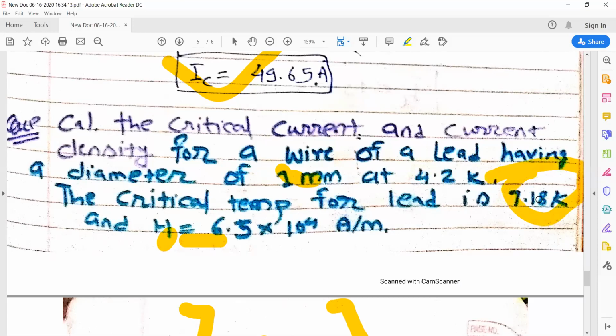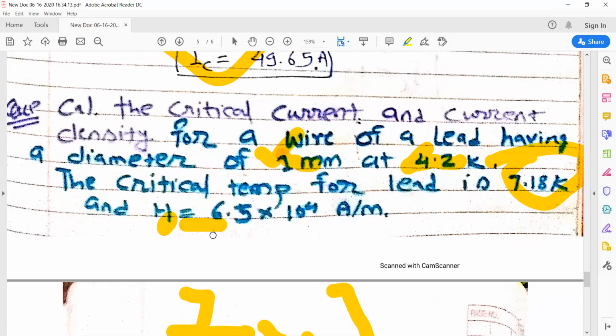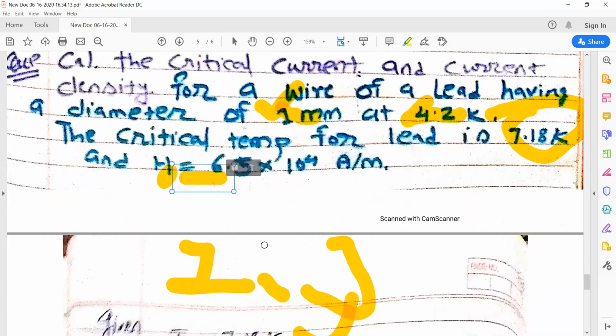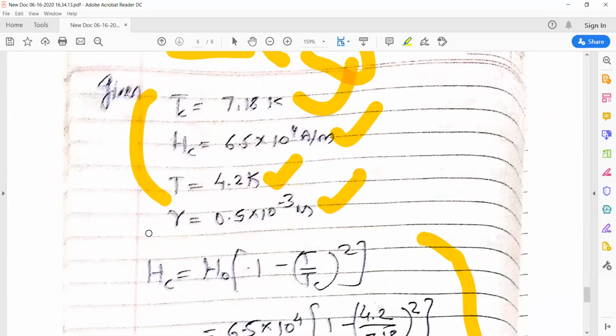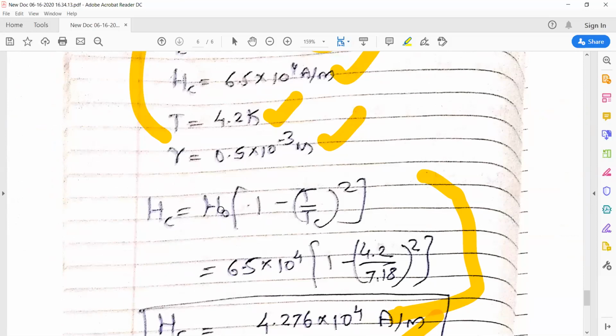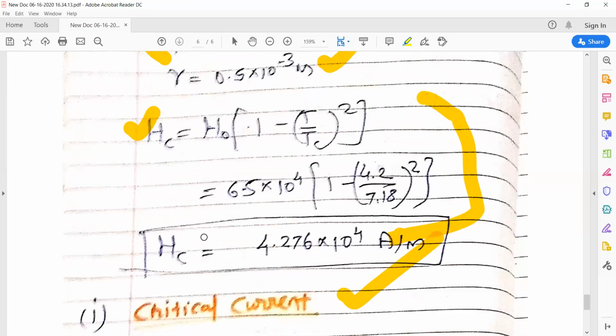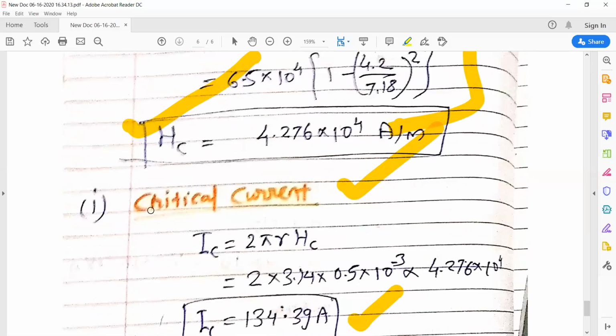So TC is given, the normal temperature and the superconducting temperature T are given. The radius we can find: this is the diameter, so 0.5 mm is the radius for 1 mm, and H0 is given. We need to find the critical current density. Here all these values are given, HC equal to H0 times 1 minus T by TC whole square, and we can find HC by this particular formula.